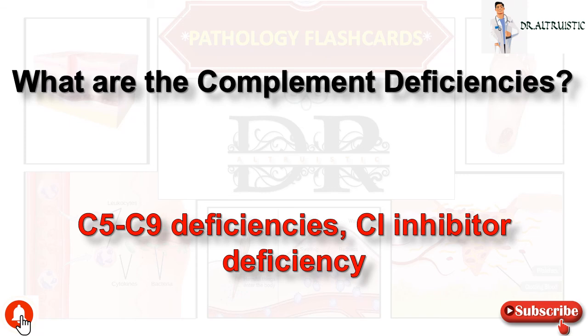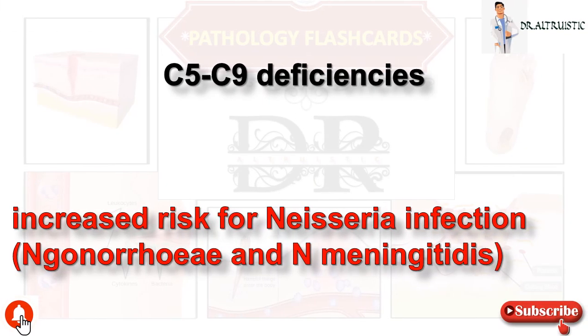What are the complement deficiencies? C5-C9 deficiencies and C1 inhibitor deficiency. C5-C9 deficiencies cause increased risk for Neisseria infection, including gonorrhea and N. meningitidis.